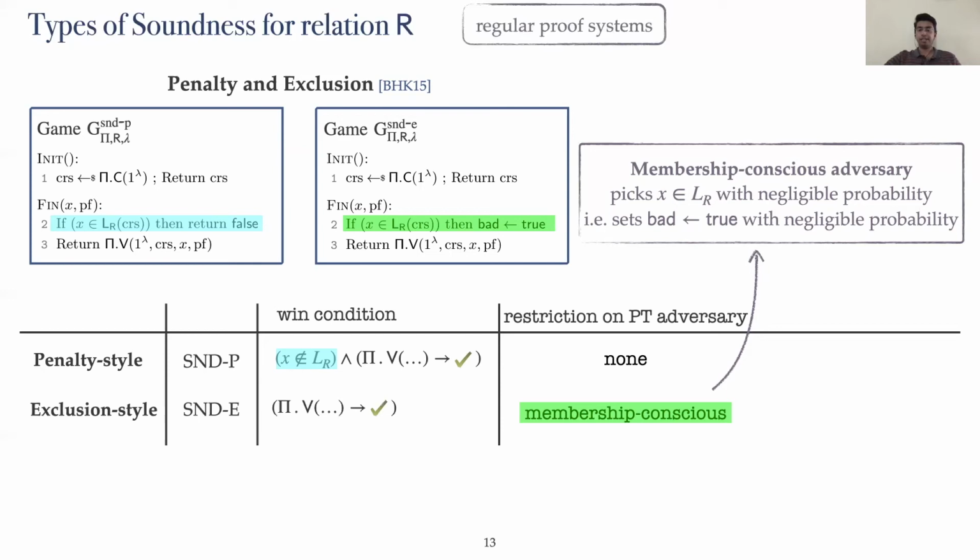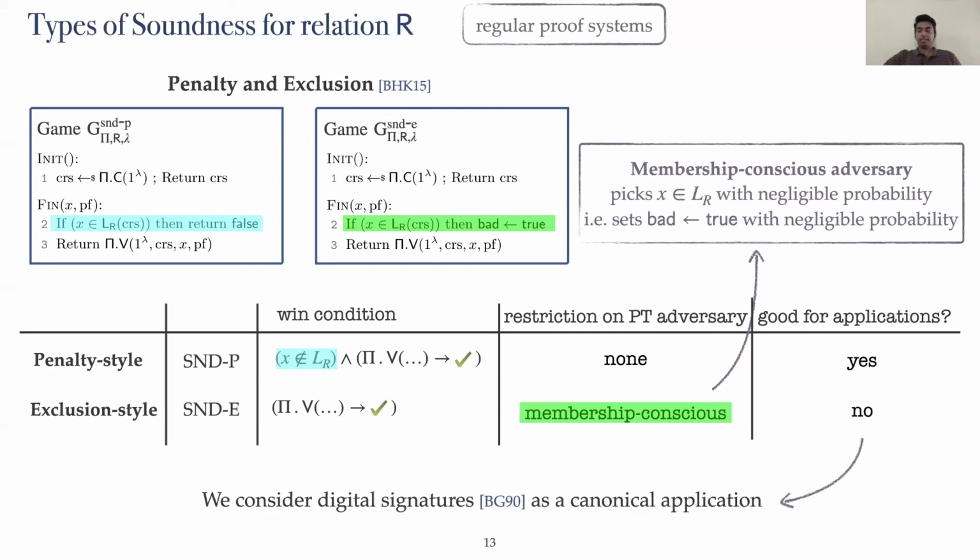We now turn to the question of which of these definitions are good for applications. We notice that the penalty style definition is more application enabling and useful for applications, while the exclusion style definition is less so. We consider as a canonical application the use of non-interactive zero knowledge to construct digital signatures, as was first done by Bellare and Goldwasser in 1990. We see that the SNDP style definitions allow us to construct digital signatures, while the proof doesn't go through in the case of the SNDE style definitions.